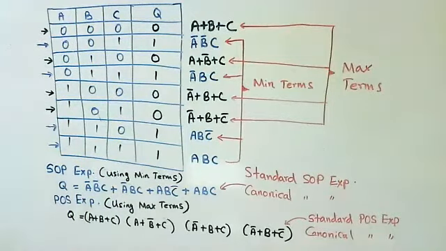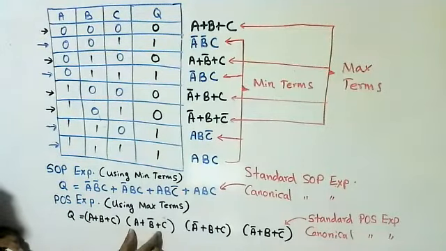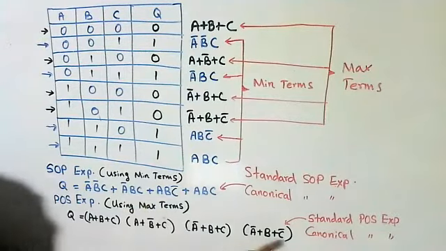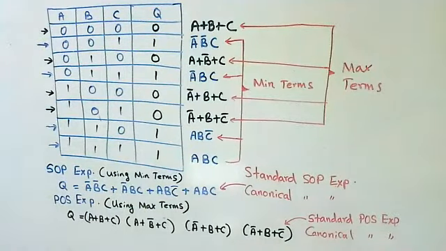Here also, the POS expression, we are creating the POS expression using max terms. So in each and every max term, if all the inputs are included, it may be direct variable or complement variable, no problem. It is called the standard POS expression or the canonical POS expression.